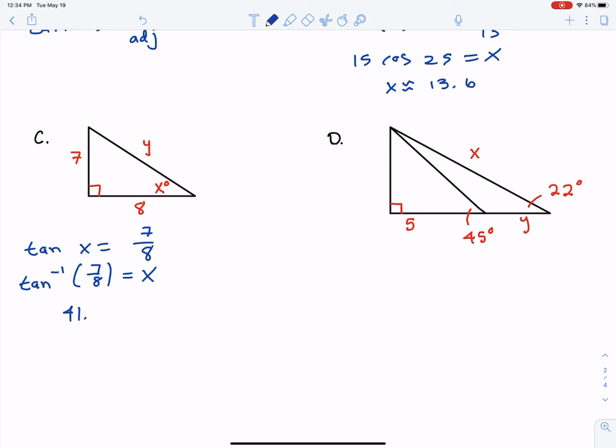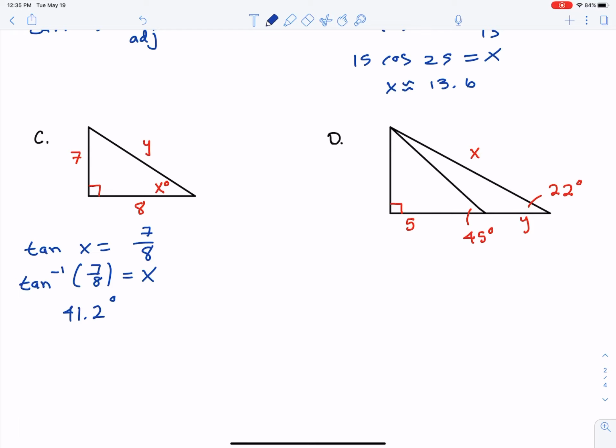And I get 41 point, what did they ask us to go to? I think just the nearest tenth, so 41.2. Now remember, what are our units here? This is an angle measure, so this is 41.2 degrees. Let's go find the value of y. Now you might be saying, can't I use Pythagoras' theorem to find y? And the answer is, yeah, you could. If you want to, absolutely.